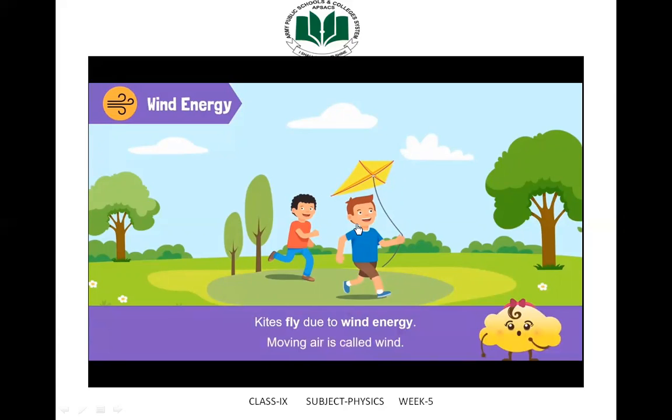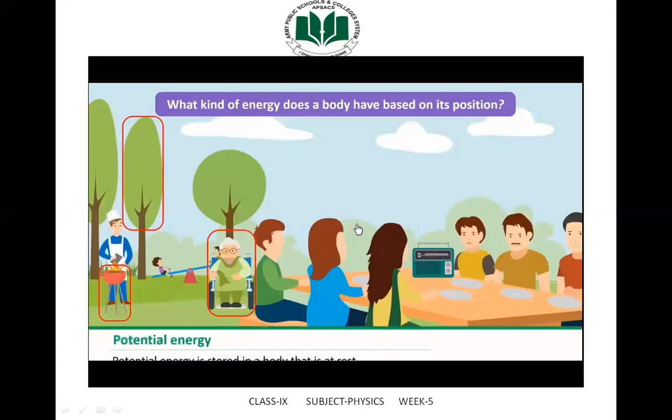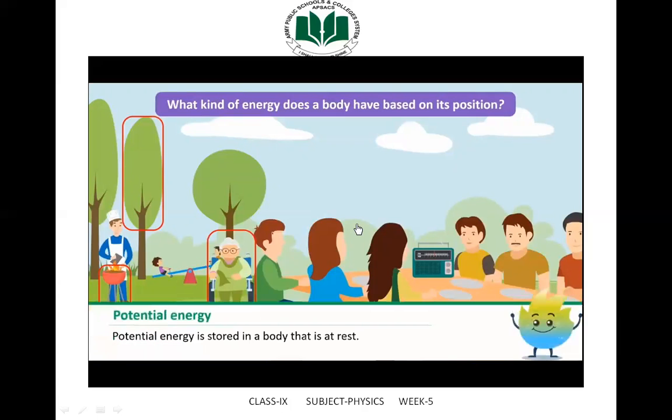What kind of energy can we find in other things or people that were not doing anything, such as grandma sitting on her wheelchair and the trees in the park or uncle's grill? Do you think they have no energy because they were not moving? Do you remember what kind of energy a body has based on its position? Potential energy is stored in a body which is at rest.